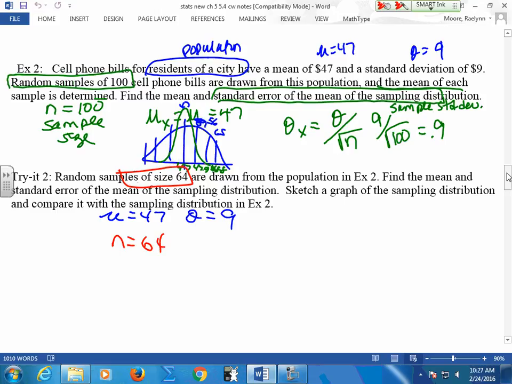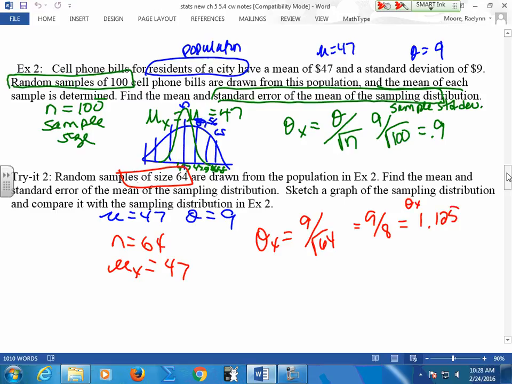Now, if I do this, what's the mean of my sample if I change the sample size to 64? Nope, first give me the mean. 47, the mean is going to stay the same. Now I'm going to change the standard deviation to divide by the square root of 64, which is 8. And what'd you get, Mike? 1.125. Good.